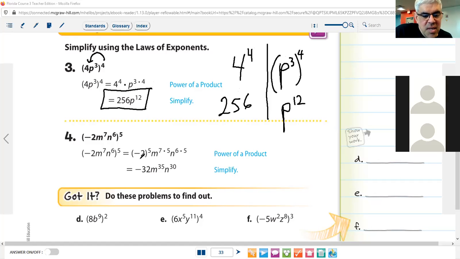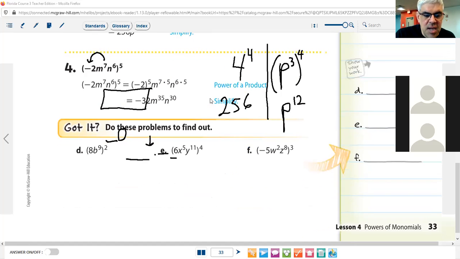Let's look at what's happening here with the 2. They split the bases, -2, and they keep applying the same exponent that's outside. So m to the 7 times 5 again, and n to the 6 times 5 again. So my answer is -2 to the 5th power, which is -32, m to the 35th power, and n to the 30th power. Okay, the last thing we want to do now is try D, E, and F.